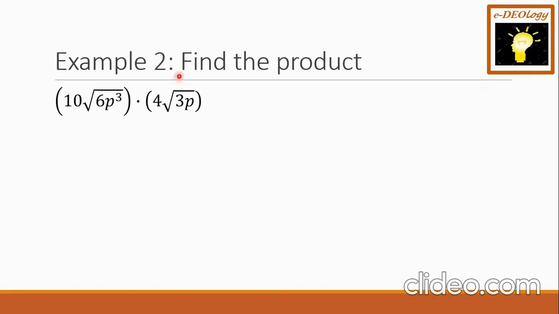Let's have example 2. Let us find the product of the first term 10 square root of 6p cubed times 4 the square root of 3p.